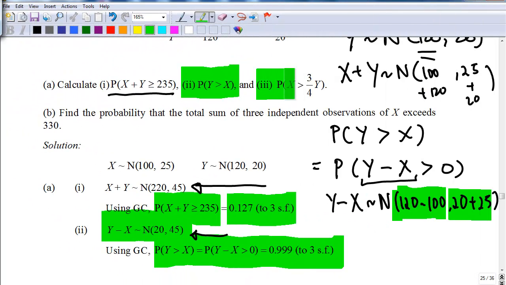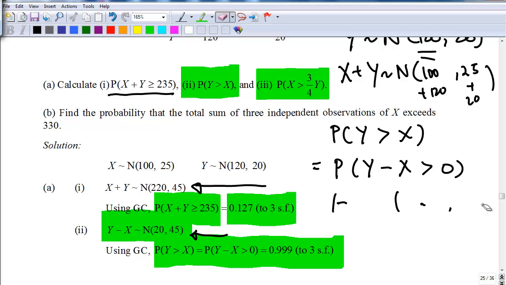Now, last part, part 3. Now, part 3 says you want to find probability X bigger than 3 over 4 Y. Now, how do you do this? I'm going to pause for a while and let you think. Got it? Okay, let me show you how I will do this.